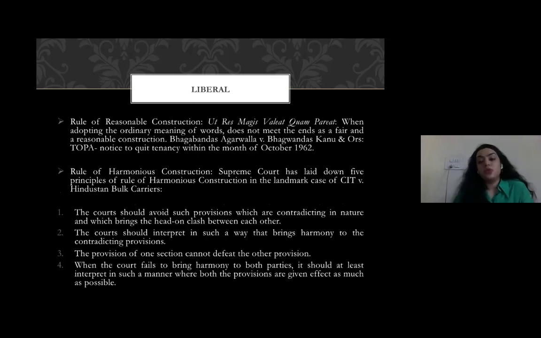Next, we come to the liberal schools of maxims. So we have a rule of reasonable construction, which is ut res magis valeat quam pereat. Basically means that the words or any provisions of the statute have to be construed liberally in a way that gives a reasonable meaning to the interpretation.